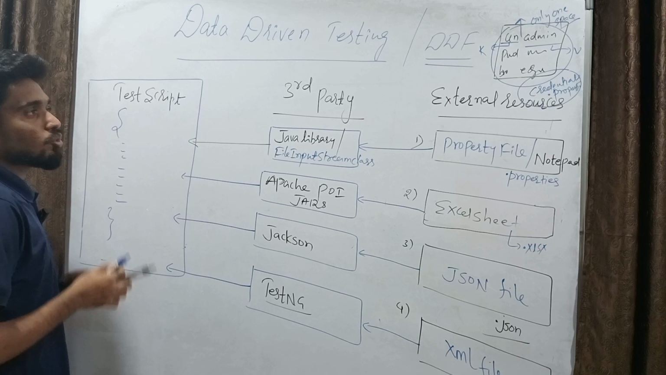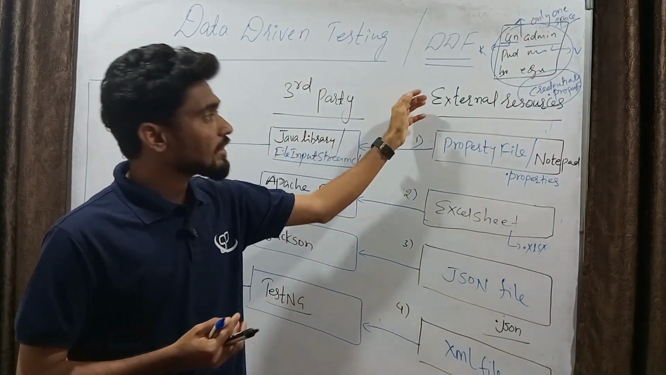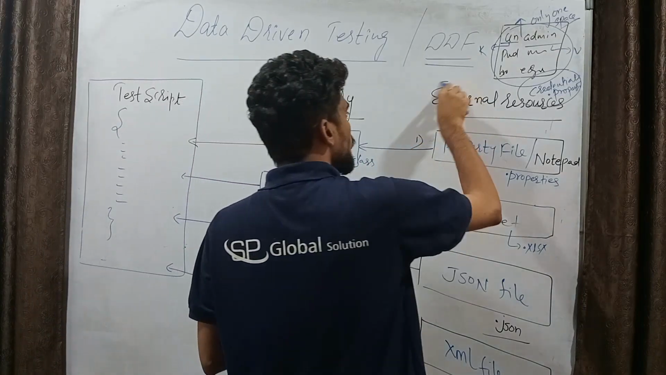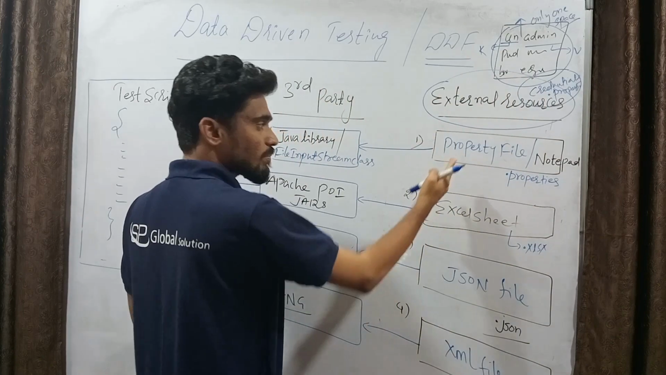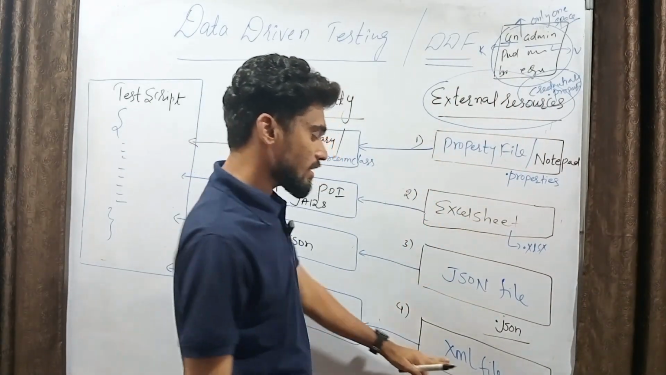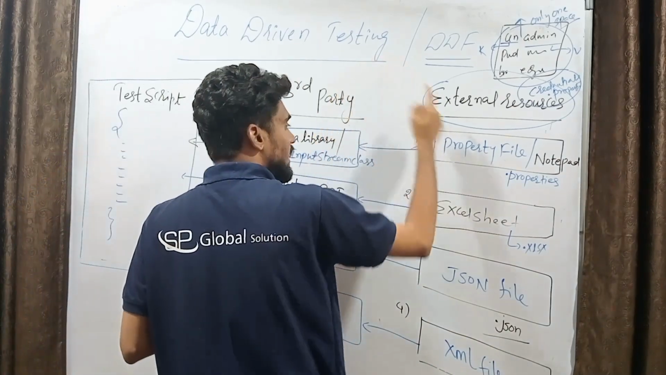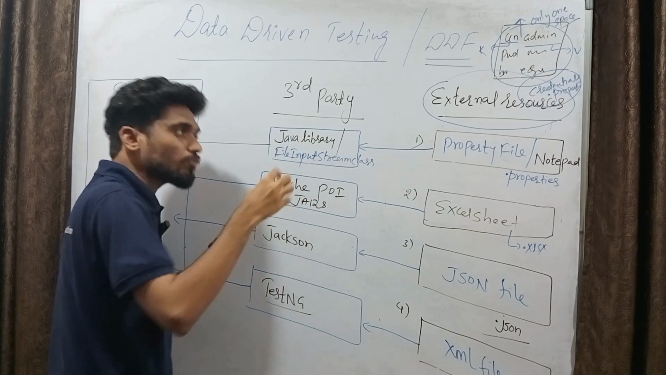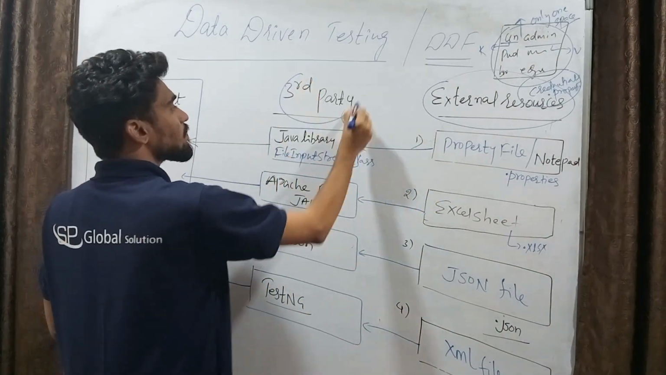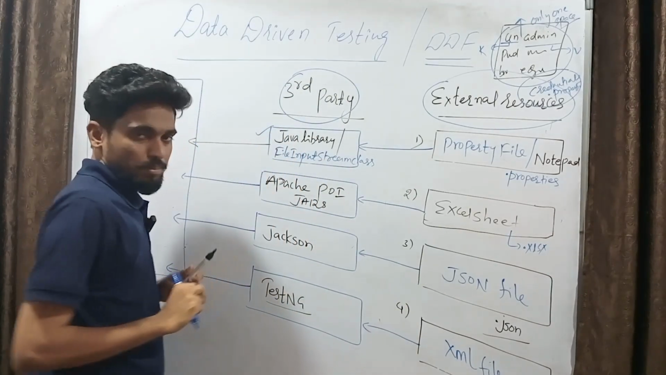It means what? To avoid hard coding of data, what I am doing here is storing the data inside external resources, external files. So what external files are there? Property file is there, Excel sheet is there, JSON file is there, and finally XML file is there. If you are storing data inside the property file and want to fetch the data from it, then we use the third party called Java library or FileInputStream class.